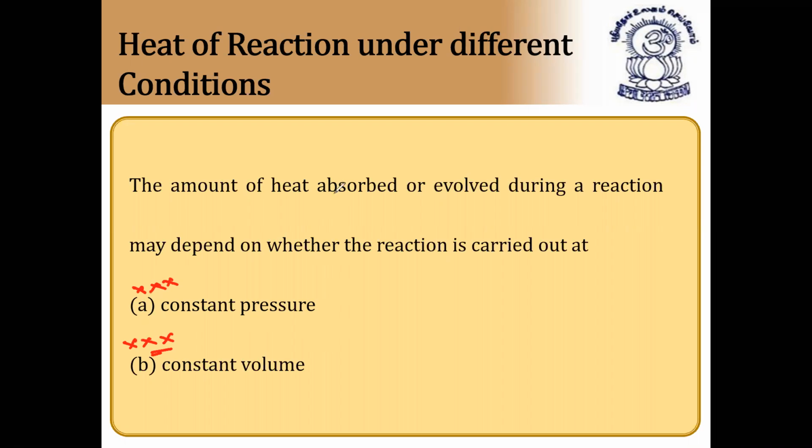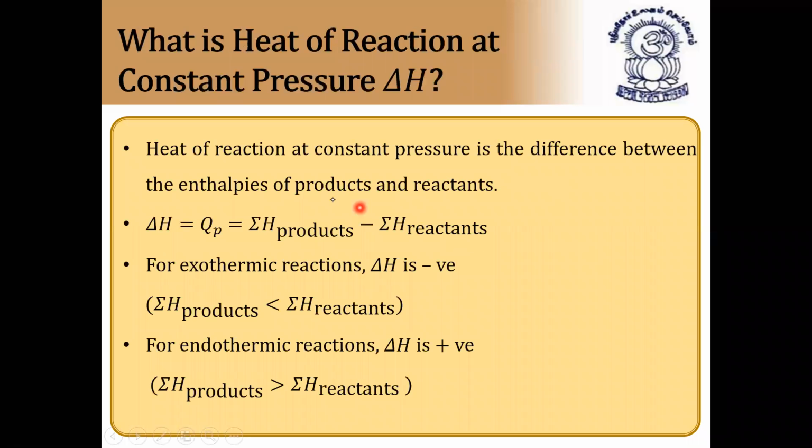So the amount of heat absorbed or evolved during a reaction depends upon two conditions: whether the reaction is carried out at constant pressure or at constant volume. That is called heat of reaction under different conditions. I hope it is clear. Next, what is heat of reaction at constant pressure?